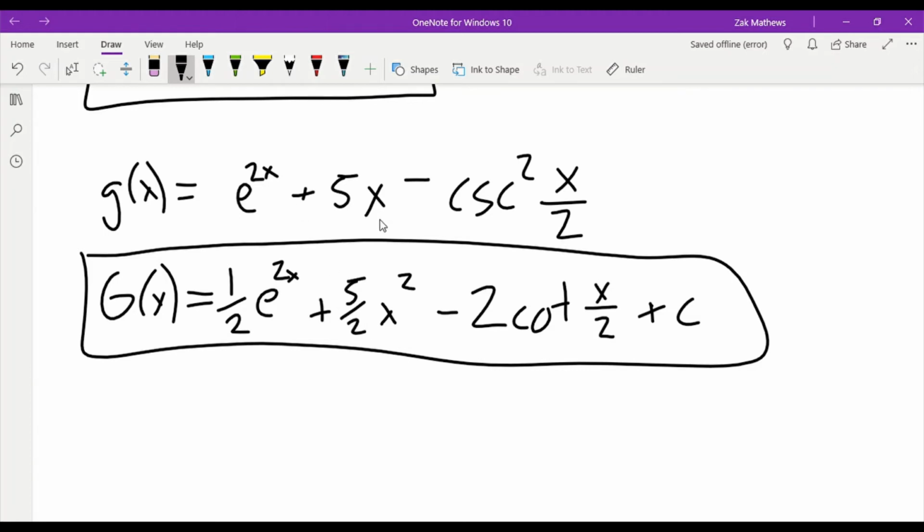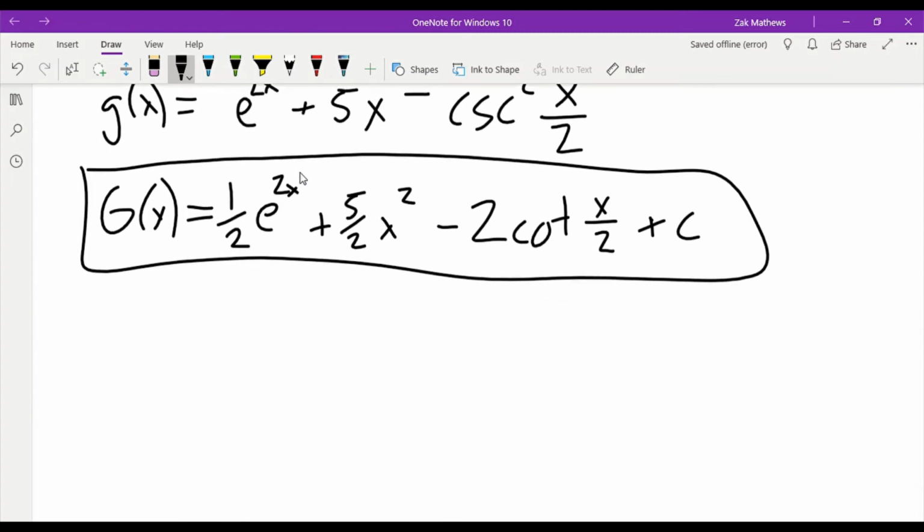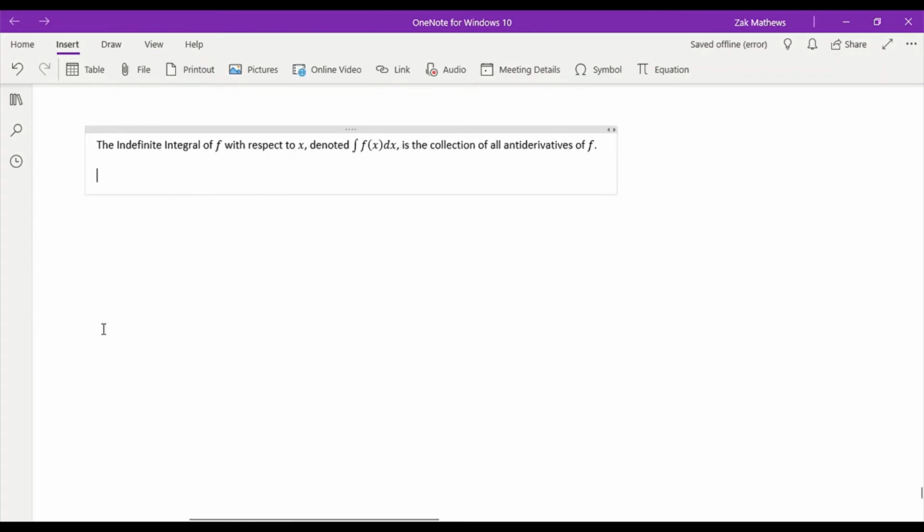So that is the idea of an antiderivative, but I said that we're going to look at not only antiderivatives, but also indefinite integrals. So let's talk for a minute about indefinite integrals. Let me go ahead and define it. The indefinite integral of f with respect to x, denoted the integral sign f of x dx, is a collection of all antiderivatives of f.